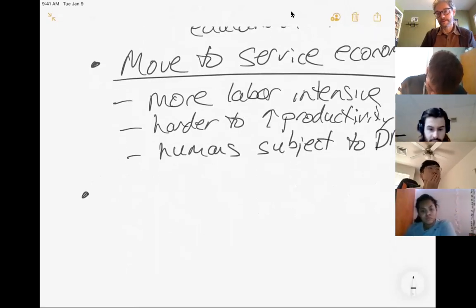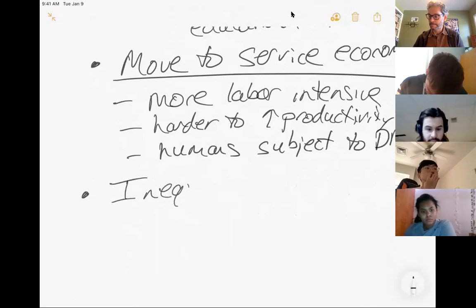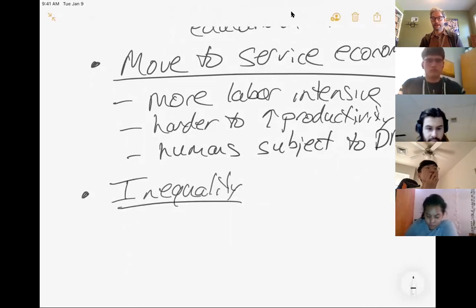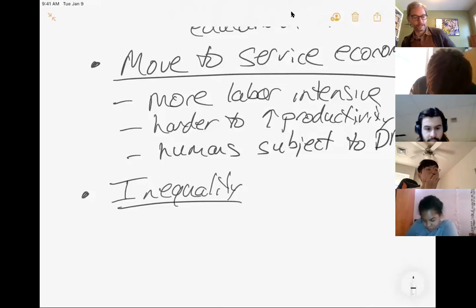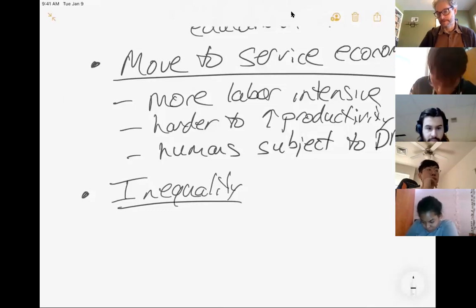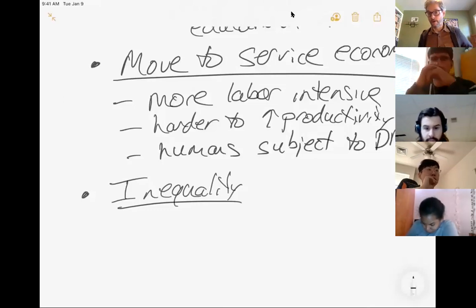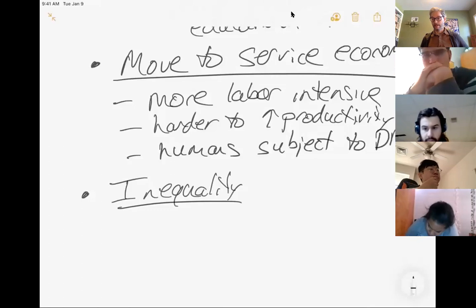I think something else that economists have talked about, and I've become quite persuaded that this is a big part of it, is economic inequality. Economic inequality is actually reducing our aggregate productivity. We'll talk about this a little bit later in class. We'll spend part of a day talking about inequality in more detail.